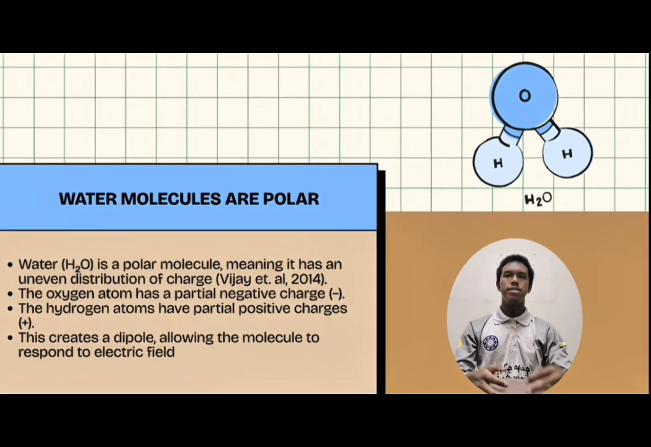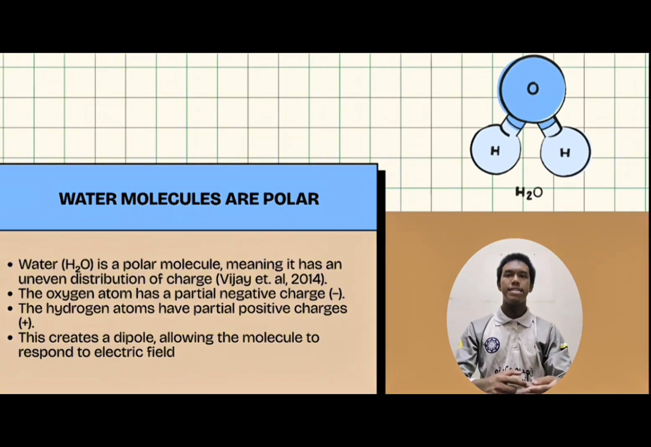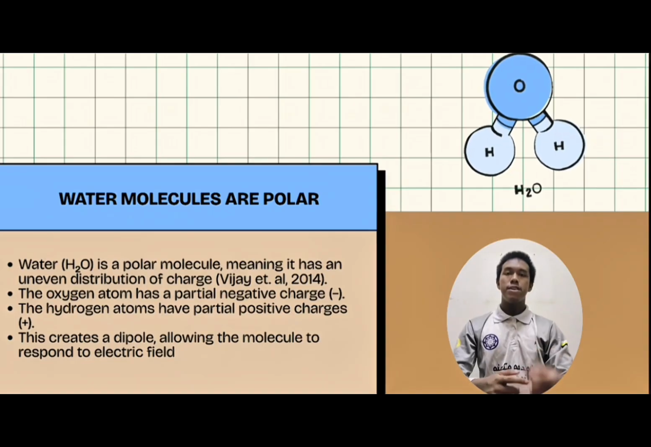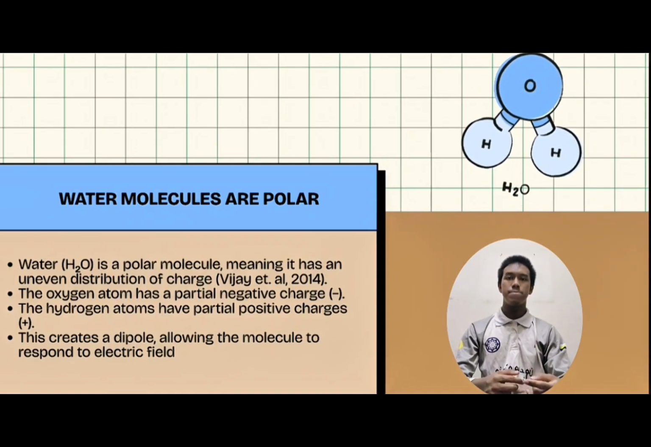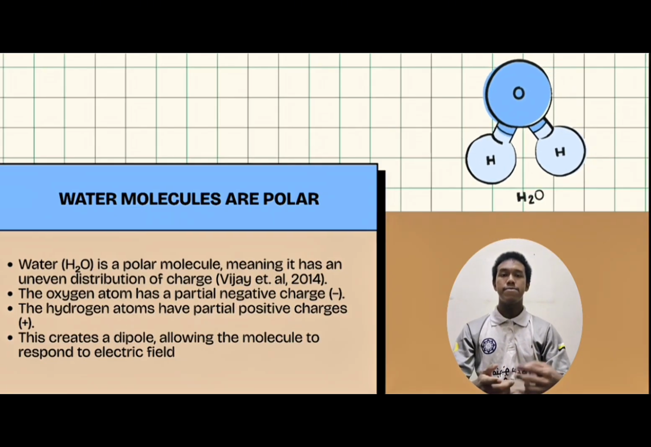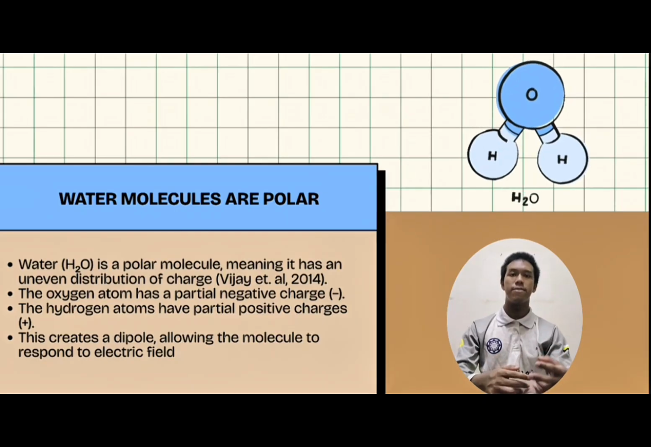So, why water? It all comes down to chemistry. Water is a polar molecule, meaning it has an unevenly distributed electric charge. As you can see from the H2O diagram here, the oxygen atom is partially negative, while the hydrogens are partially positive. This creates a dipole, which basically makes water highly sensitive to electric forces.